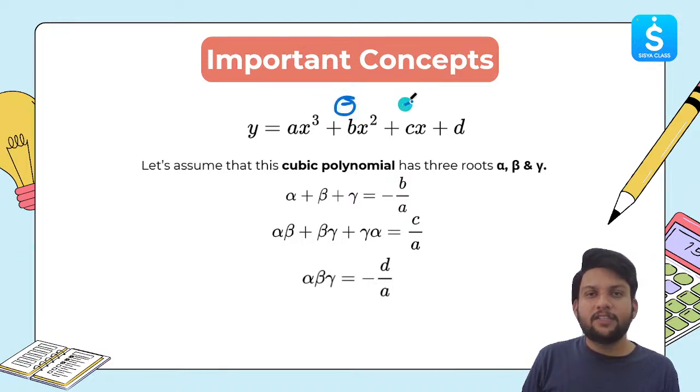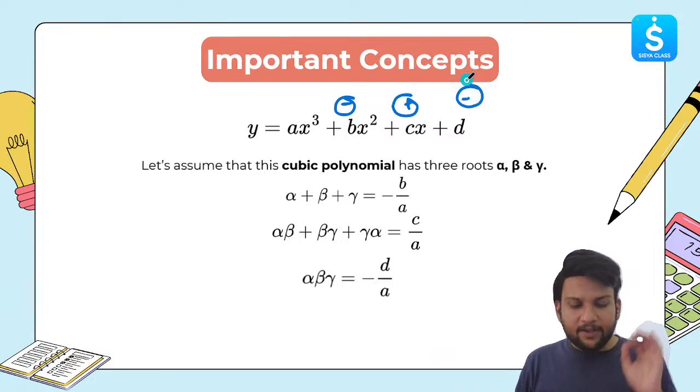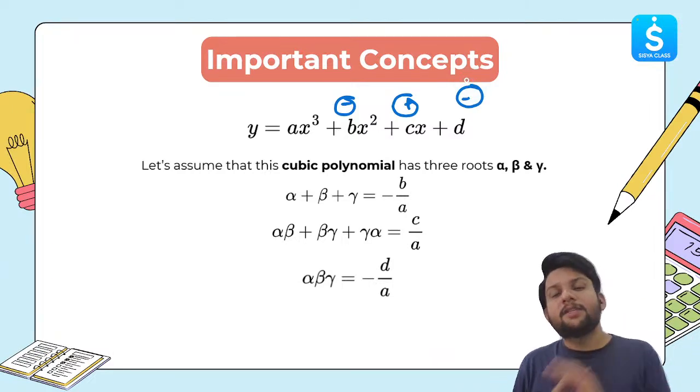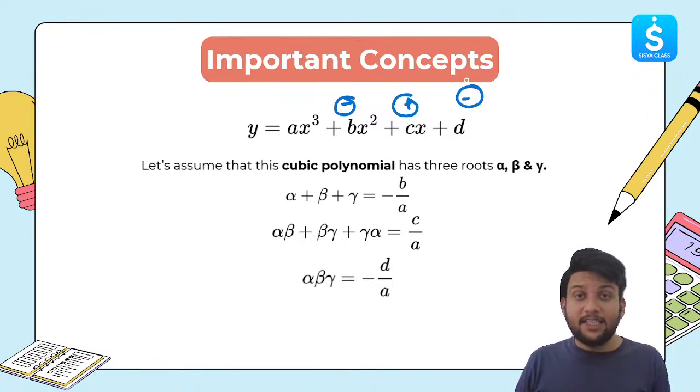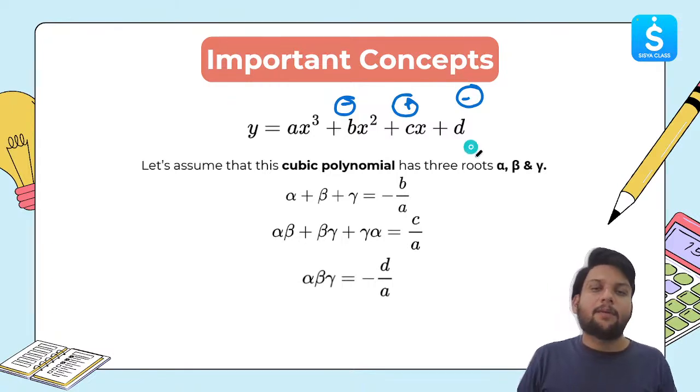This will always be plus, that is c by a, and this will always be negative, that is minus d by a. So once again, be with me. Alpha plus beta plus gamma is minus b by a. Alpha beta plus beta gamma plus gamma alpha, what do I call this? Sum of roots taken two at a time is c by a, and alpha beta gamma is minus d by a.